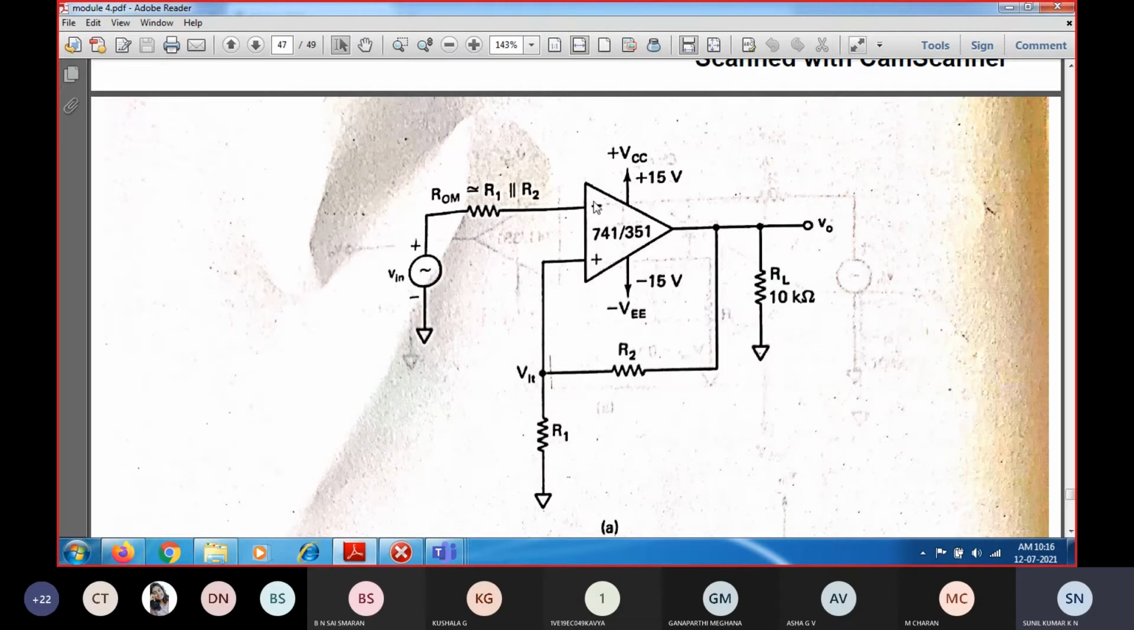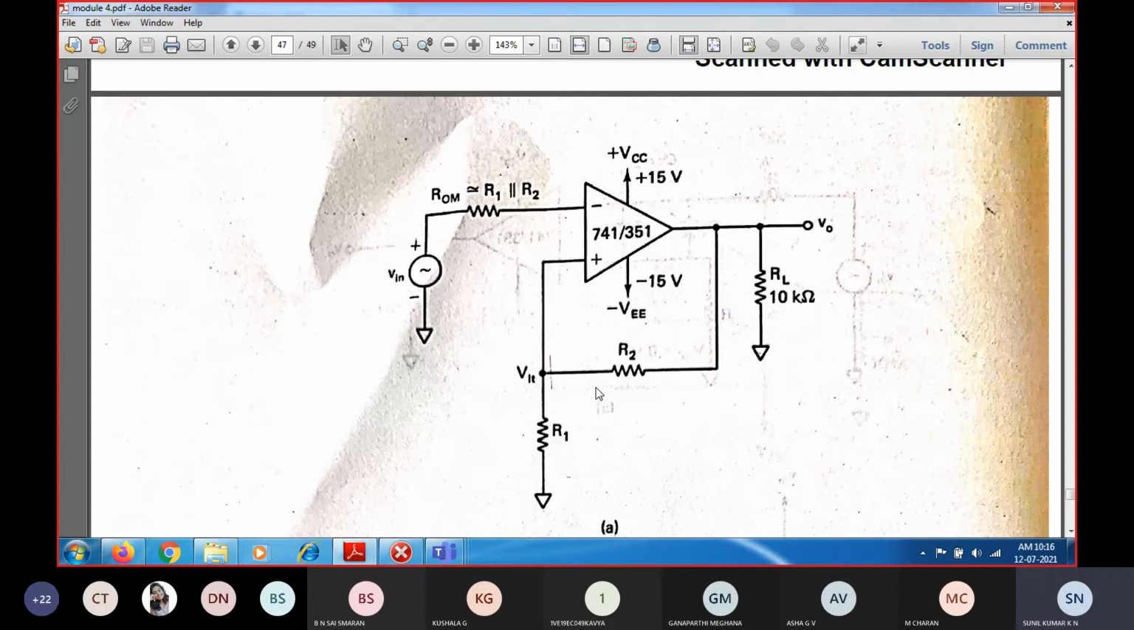If you see the circuit, forget about inverting and non-inverting for the time being. If you provide an input, you are going to have an output developed across R2 and R1, and the voltage across R1 will be given as feedback to one of the inputs. If I interchange these two, plus and minus, the circuit is going to work like a non-inverting amplifier. So that's very important.